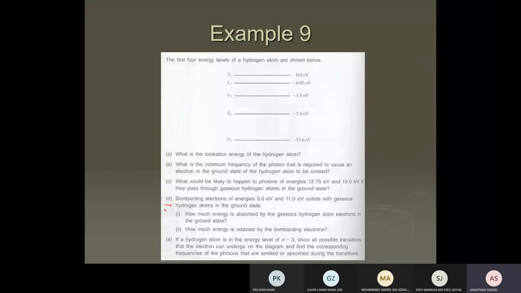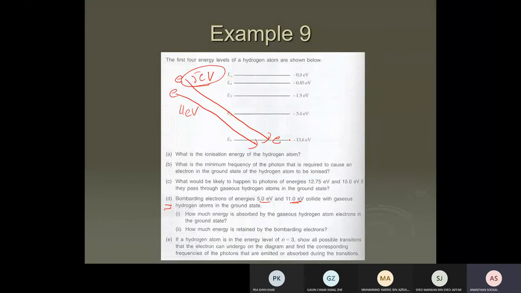Okay, now look at D. A bombarding electron of energy 5 eV and another of 11 eV collide with hydrogen gas in the ground state. So now 2 electrons from outside come and collide with the inner shell electron. One electron has 5 eV, another has 11 eV. What will happen? The electron here is waiting with 13.6 eV binding energy. You want any energy to go up. 5 eV first: is the electron going to take the 5 eV?